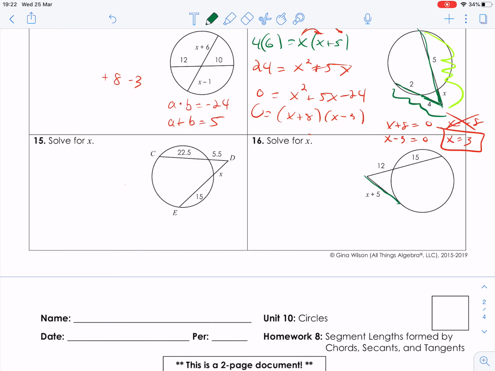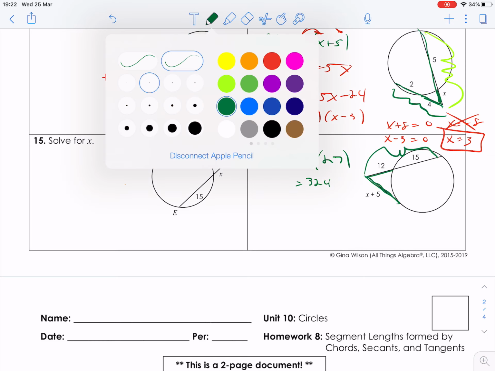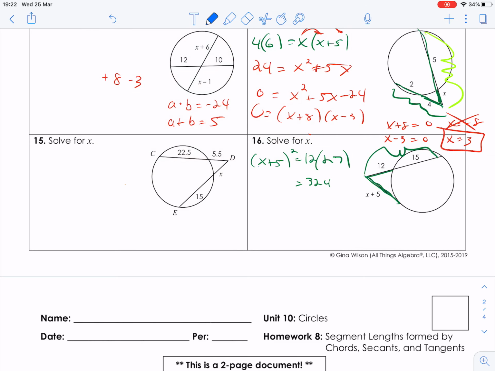Last one, a tangent. So we take this side and square it, and it's going to equal the outside, 12, times the whole thing, 27. So this is going to give us 12 times 27 is 324. Now, here's the trick. I don't know if you remember, but when we're squaring a binomial, we square the first, square the last, multiply these together, and double. So 5 times x is 5x, double is 10x. Now we need it all on one side. X squared plus 10x minus 299 equals 0.